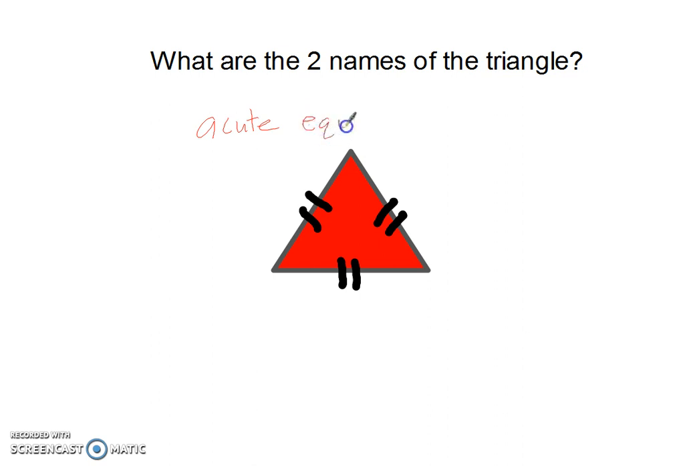It's an acute equilateral. You may have noticed that the only way you can be equilateral, have all sides the same, is if you're acute, because since these sides are the same, it also means these angles are the same. So this would be a 60-degree angle, and a 60-degree angle, and a 60-degree angle, because they always add up to 180 on a triangle.